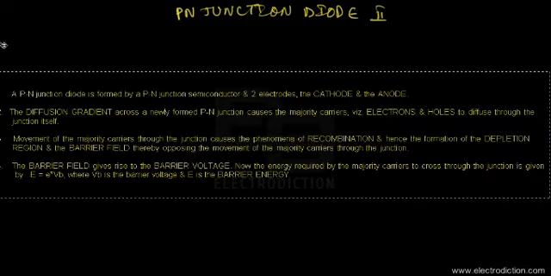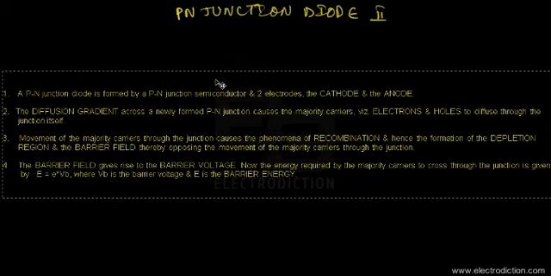Okay, so let us first recall a bit of what we had learned in the previous tutorial. So we learned the following things that I'm going to show here. The P-N junction diode is formed by a P-N junction semiconductor and two electrodes, the cathode and the anode. The diffusion gradient across a newly formed P-N junction causes the majority carriers, the electrons and holes, to diffuse through the junction itself.